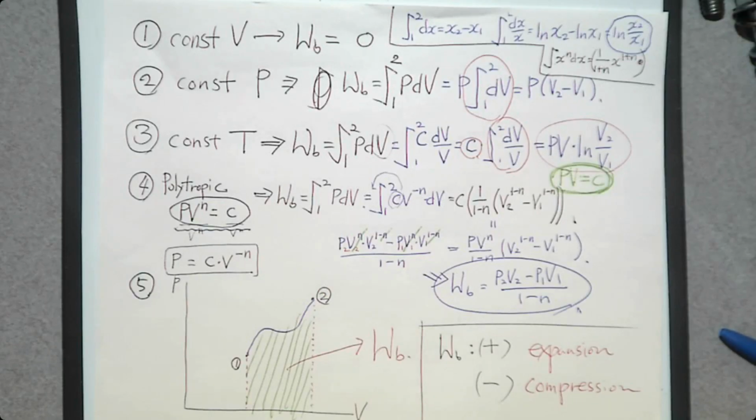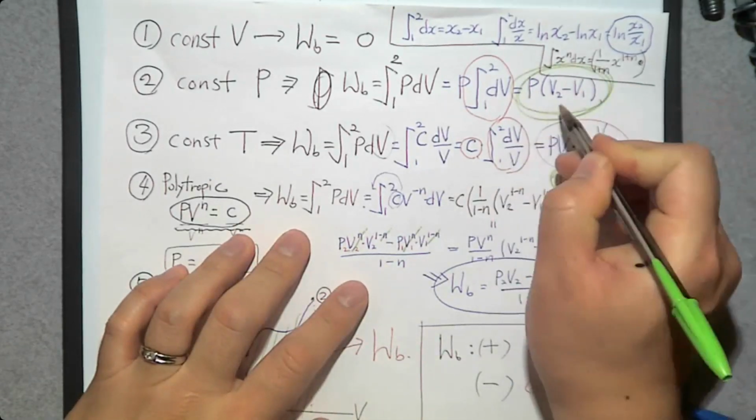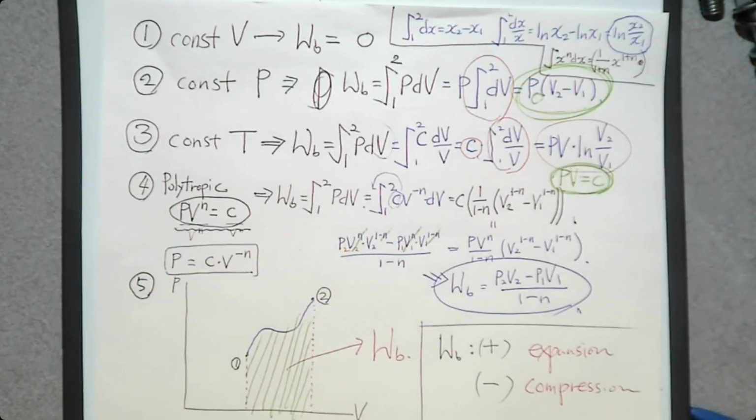So we studied how to evaluate moving boundary work. There are 5 different ways. The first one is constant volume process. When you have a constant volume process, there's no moving boundary work because the boundary is not moving, so you can assume that the moving boundary work is 0. The second one is a constant pressure process, where moving boundary work is simple as this one. When you see no subscript, you can use P1 or P2. It doesn't matter because it's a constant pressure process. P1 is the same as P2.